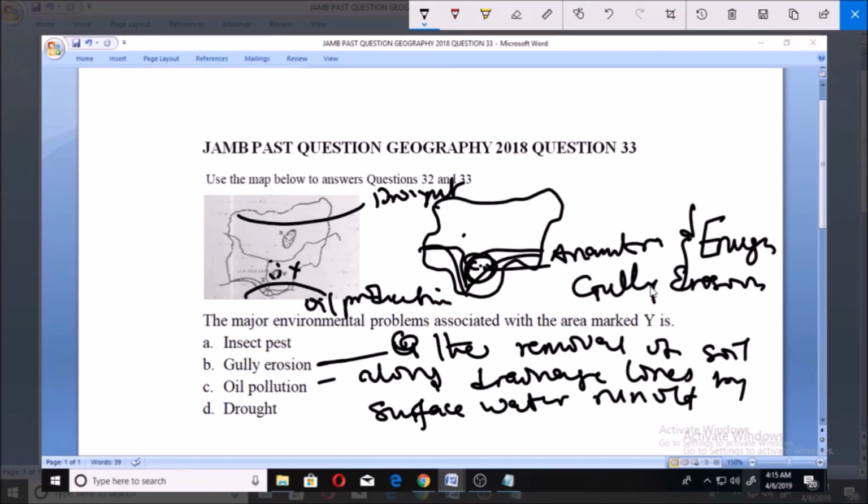Once started, gullies will continue to be moved by headway erosion and by slumping of the side walls unless steps are taken to stabilize the disturbance. So this area is the area of Anambra and Enugu, and the major problem there is gully erosion, and that's why option B is the right answer for this problem. Thank you.